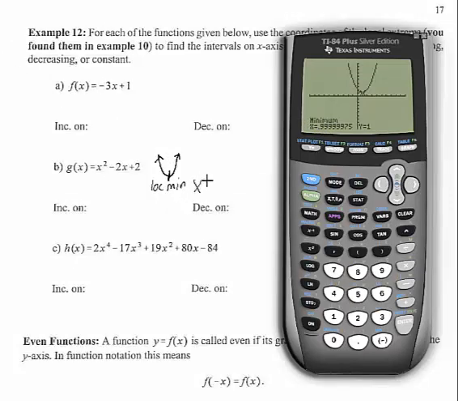X equals 1. Okay. And if you look at it, at the far left, from left to right, we are decreasing. And once we pass through the minimum and we go on to the right side of the function, we are increasing. There are no flat portions of this function. So we will say D and E for the constant interval.